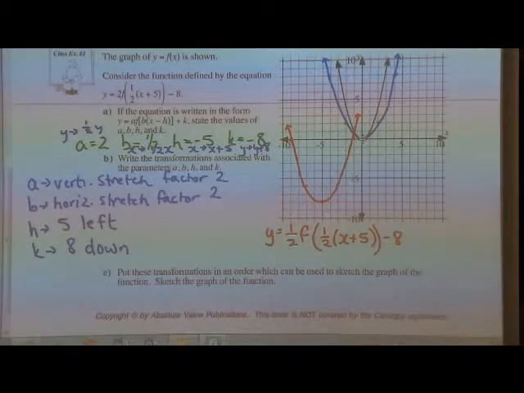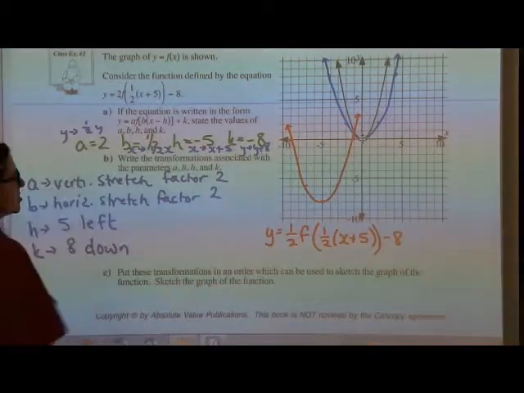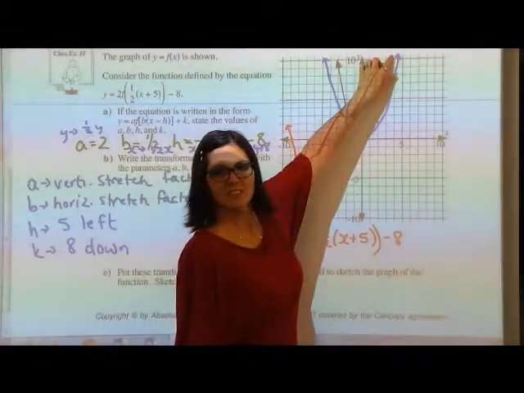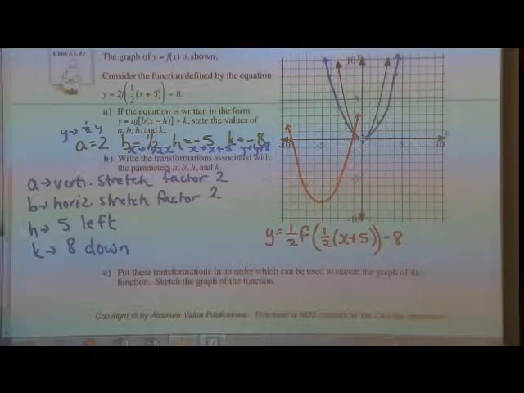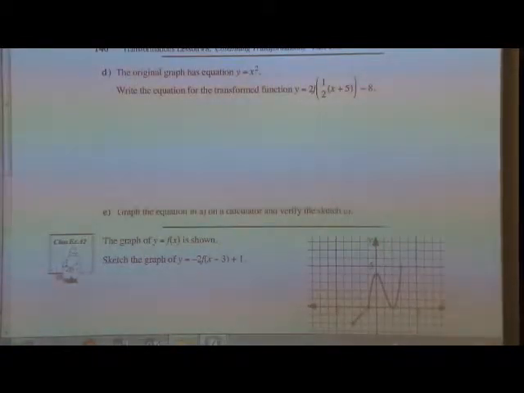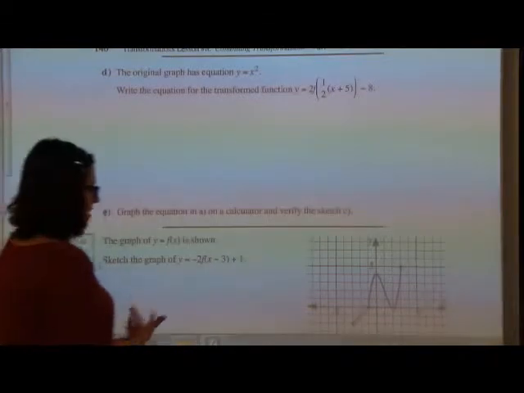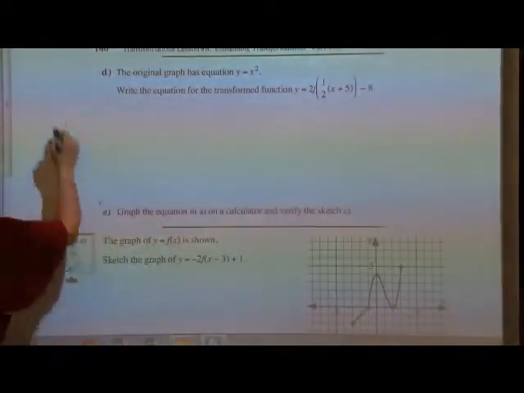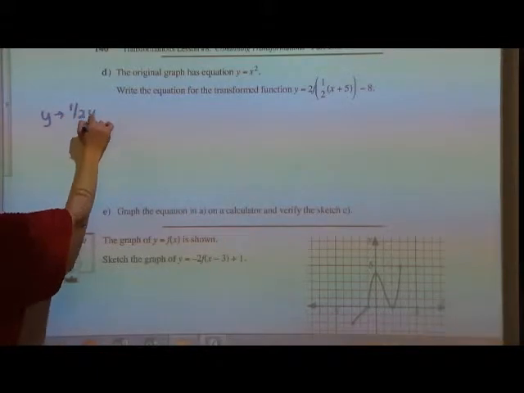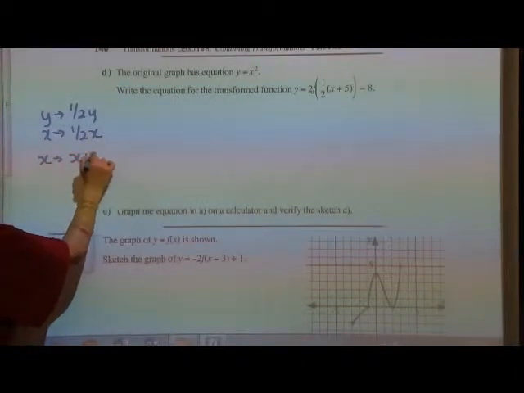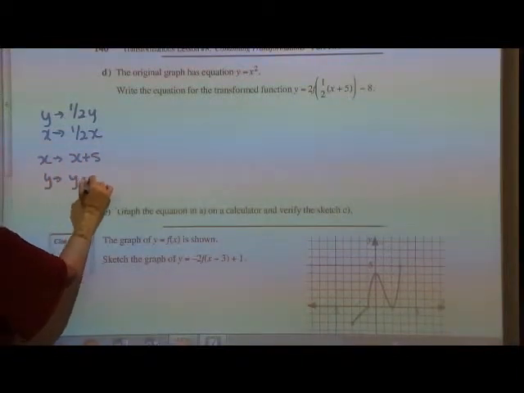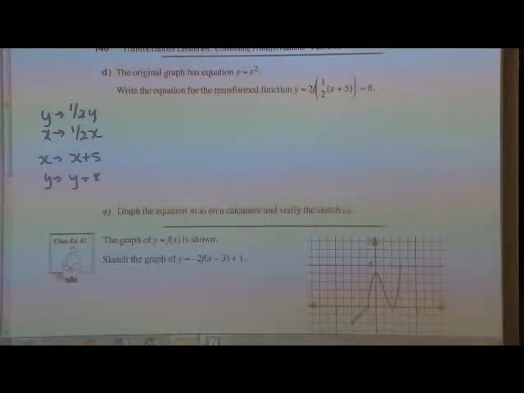So if we look on the next page, do you guys recognize what this function is? The x squared function. So if this was x squared, what would be the equation for this function? Well, I go back to those replacements. I replaced y with a 1/2 y, x with a 1/2 x, x with an x plus 5, and y with a y plus 8. Those were my replacements that we discussed on the previous page.